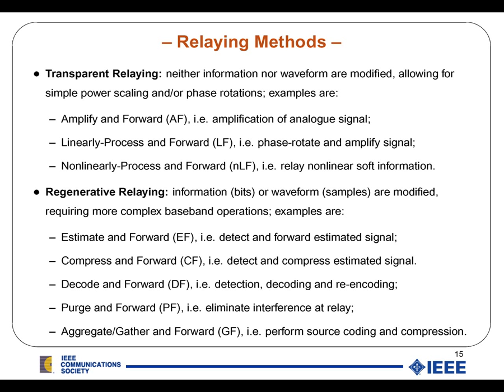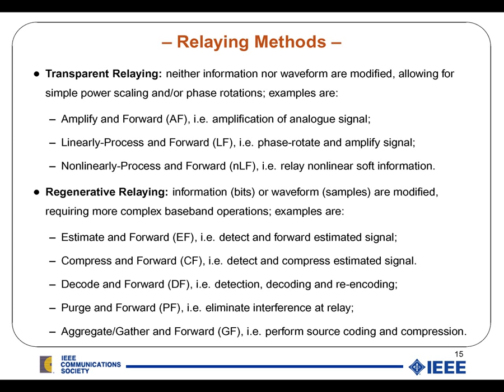The signal remains analog. In the linear processing forward, the LF protocol, the terminal receives it, phase rotates it, amplifies the signal, and transmits it. In the nonlinear process and forward, NLF protocol, you would have a nonlinear processing at the transmitter but relay the analog signal to the destination terminal.